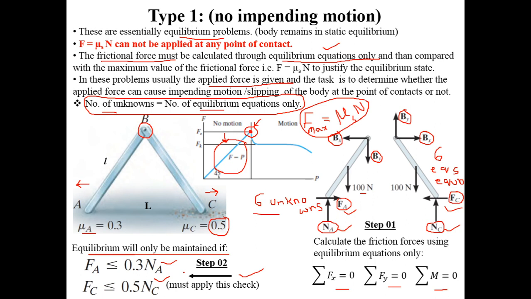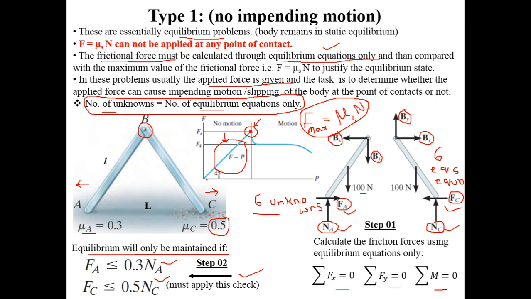Okay, you have to check. First of all, you will assume equilibrium, and you will assume that your body lies in the no motion zone, and the friction force that you calculate will be less than the maximum friction force, that is the product of mu s and N. And then in the end, verify this result by comparing your calculated value of friction force with the maximum values of friction force occurring at the points of contact.